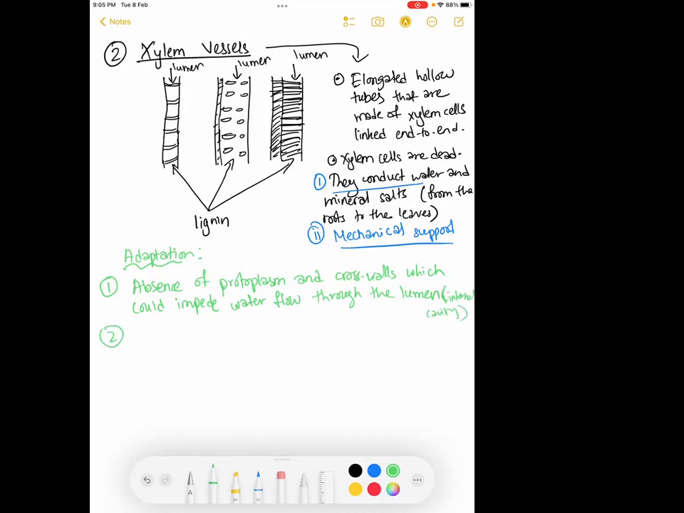Okay, number two. I'm sorry to interrupt you, but since xylem vessels don't have protoplasm, that means they're not living, right? Yeah, exactly. They're not living. They're dead. They're dead cells.